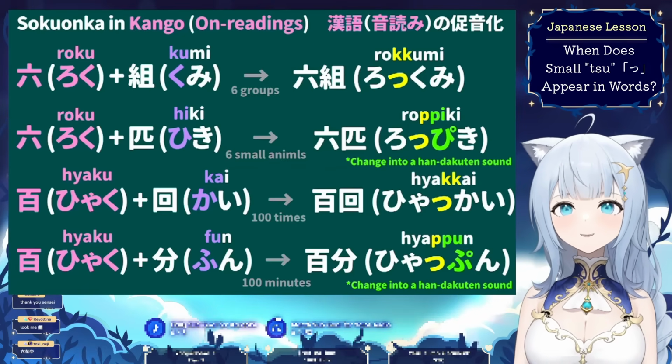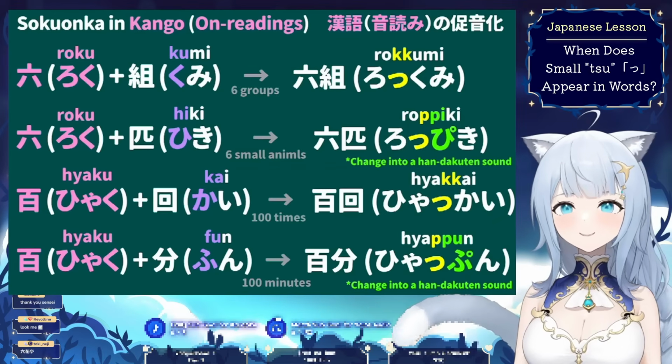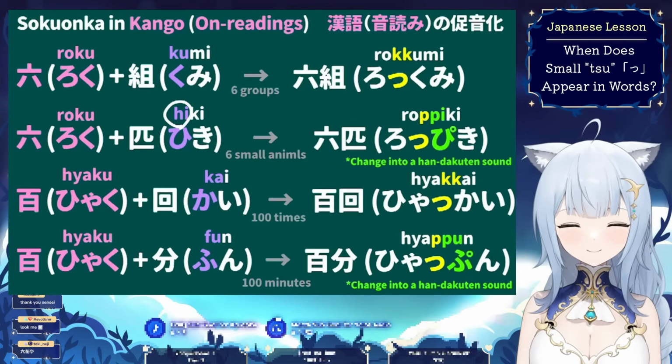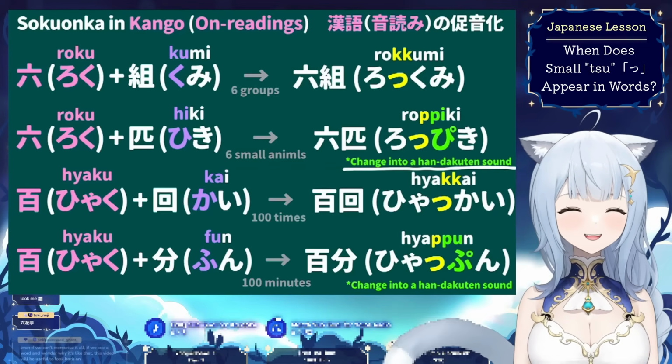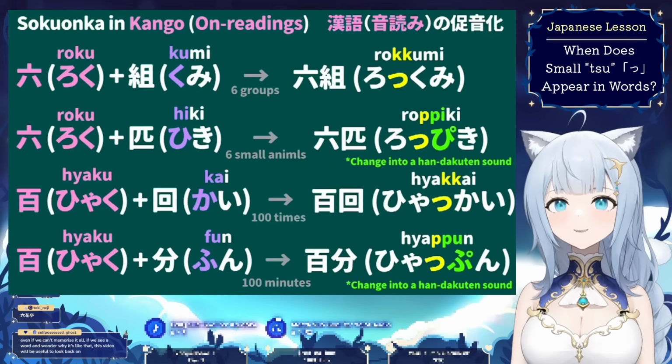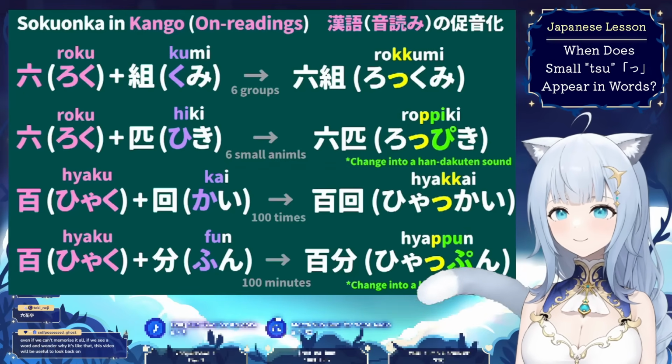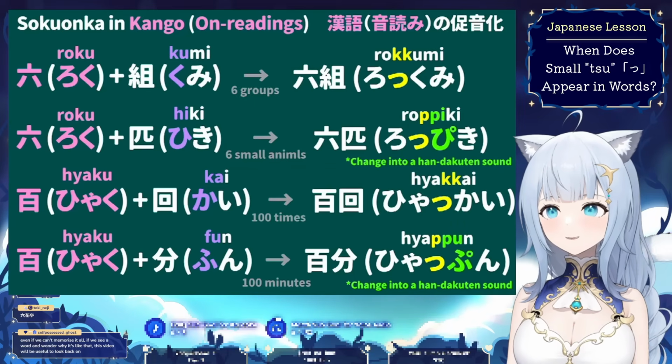So, 6 hiki, it's 6 piki. And this is H column, so of course it changes into a handakuten sound. So not 6 hiki, it's 6匹, with a small tsu and the handakuten, so pi.